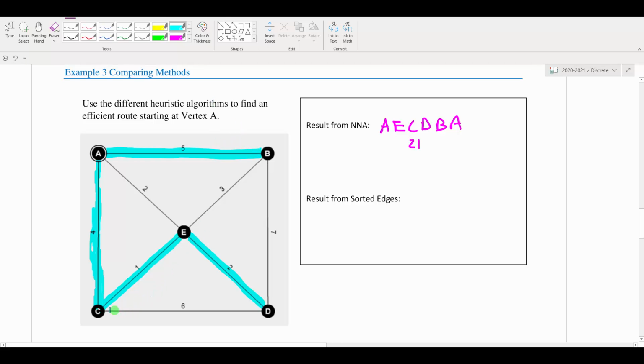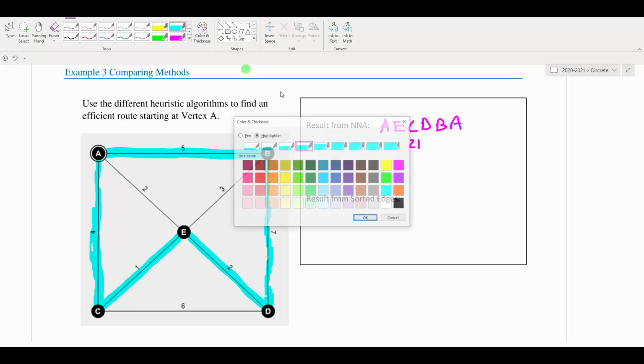The next cheapest edge is the 6. I cannot choose the 6. That would complete a circuit here that does not include all of the vertices. So I don't want that. So the next cheapest edge then becomes the 7. I can select that one. It does complete a circuit. Right, you see the circuit there that is completed, but it is a circuit that includes all of the vertices, so that is okay.